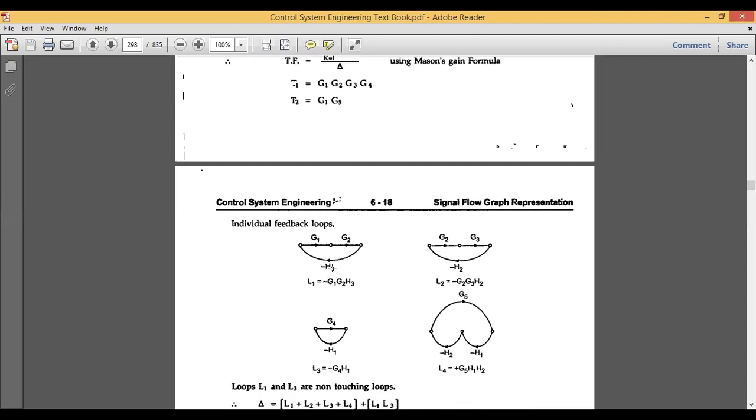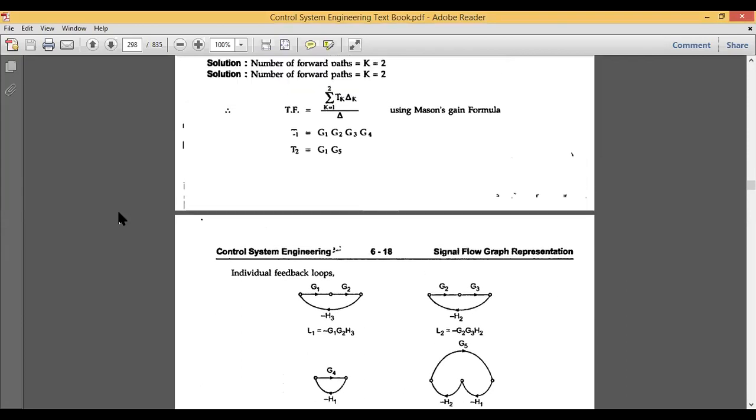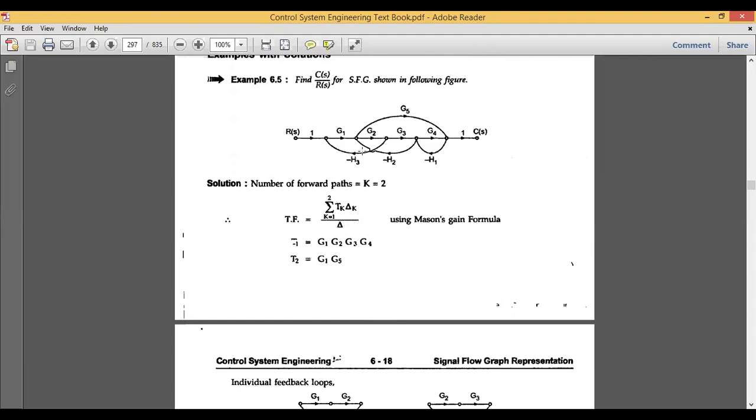Okay, then what is L2? G2 G3 and minus H2. Okay, try to see this here in the signal flow graph. It starts at G1 G2 along with H3, one loop. The second loop is G2 G3 and this H2, this small portion. Okay, the third loop is G4 minus H1. Okay, G4 and minus H1. This is the small loop. It's a very small loop. You can see which consists of only one G term. The other two loops consist of 2 G terms.